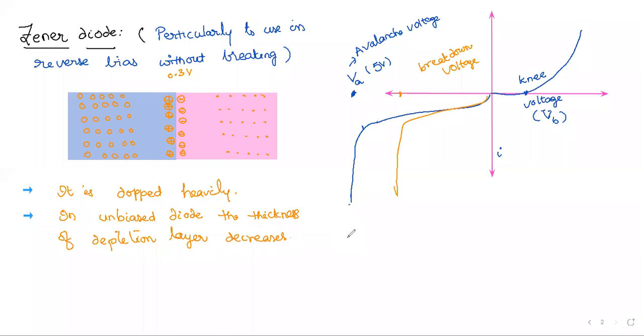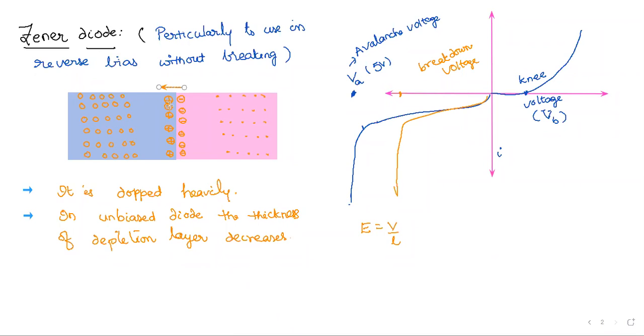A small depletion layer there, but barrier voltage in the case of unbiased diode is 0.3 volts. I think you get a strong electric field here. Why? Because E is equal to V by L. So this is what he is saying. Strong electric field is developed.